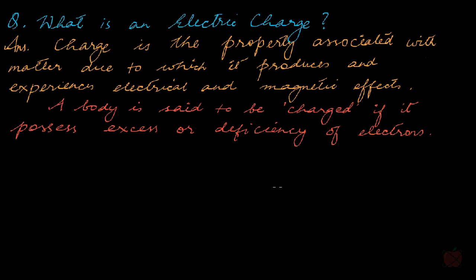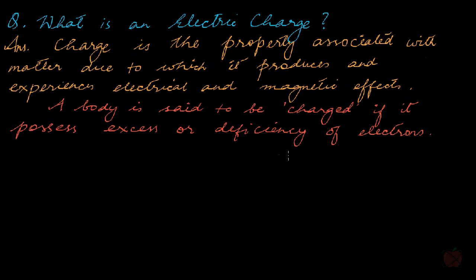Okay, so first of all, what do we mean by an electric charge? What is an electric charge basically? Charge is the property associated with matter due to which it possesses and experiences electrical and magnetic effects. A body is said to be charged if it possesses excess or deficiency of electrons. So basically when we talk about charge, we think of the electron, right? Why? Because the electron is the fundamental particle that carries charge.